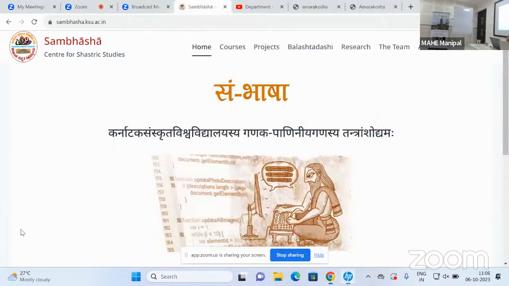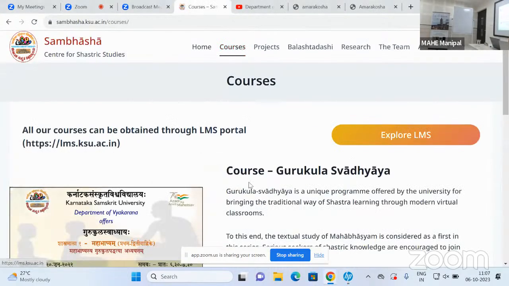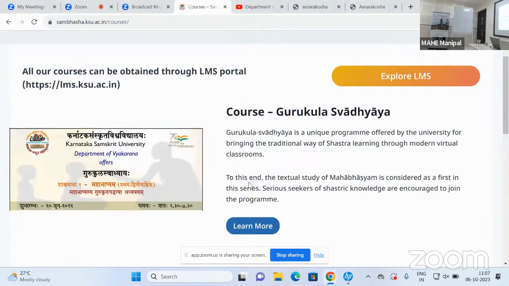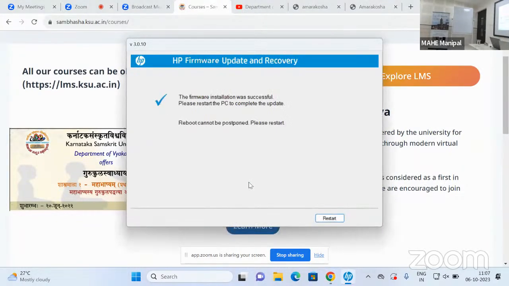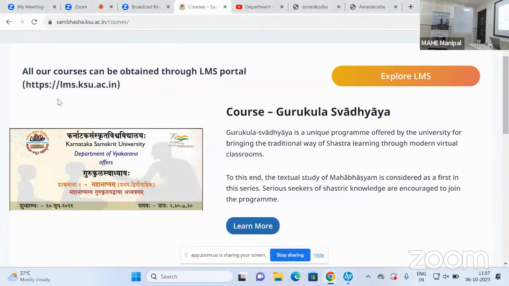So this is the Sambhasha. Here you can see the courses we offer. We offer online courses, meaning short-term courses like this Gurukula Swadhyaya. What is the Gurukula system? You sit with a guru and learn from his mouth, and you can ask questions. That is a parampara, a tradition. Here it's an online Gurukula. One traditional guru will be there. We start early morning at 6 o'clock, from 6 to 7:30. It is online, but they teach exactly like the Gurukula tradition.